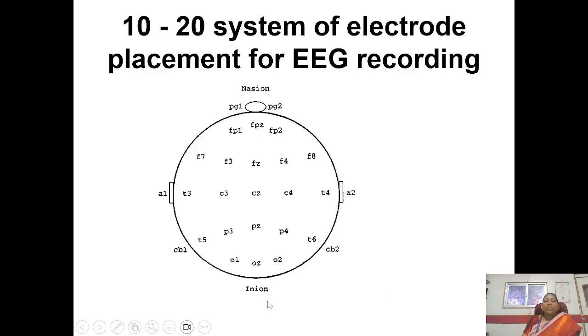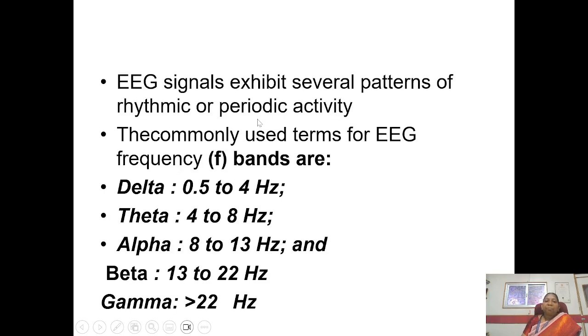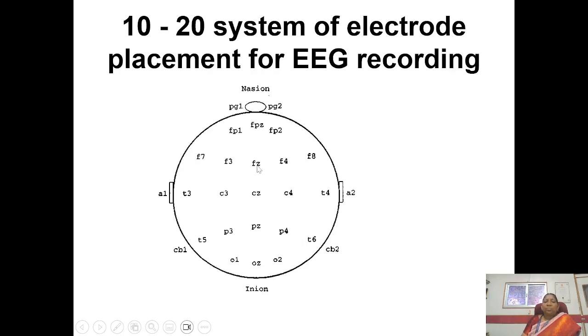And this is the 10-20 system of electrode placement. This is nasion and this one is inion. In between, this is the frontopolar region, this is the frontal region, this is the central region, this is the parietal region, this is the occipital region. The distance from nasion to the prefrontal region is 10 percent, the prefrontal to frontal is 10 percent, and from frontal to central is 10 percent, central to parietal is 20, and parietal to occipital is 10. So like that it is 10, 20, 20, 20, and 10 in combination.